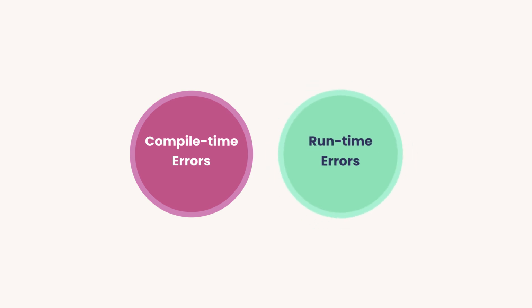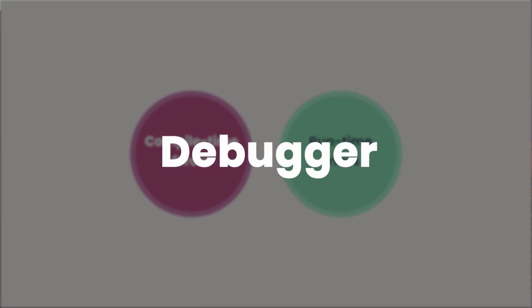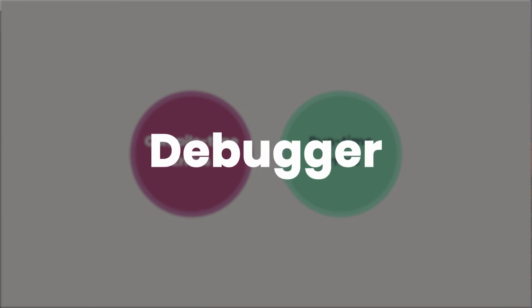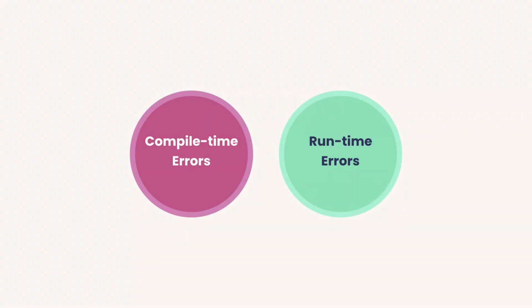Now, what about runtime errors? These errors are a bit more tricky. To find them, we need to use a tool called Debugger. So we're going to run our application using this debugger, and with this, we'll execute our code line by line and look at the value of various variables. And this will help us identify the source of the problem.